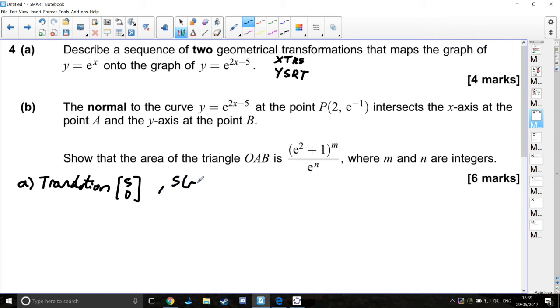Stretches last. So a stretch in the x direction. Again, the telltale sign is the coefficient of x. Stretch in the x direction, and the scale factor is the reciprocal of the coefficient of x. So the coefficient of x is 2, the reciprocal of the coefficient is a half. And it's in the right order. Translation first, stretch last. We're good.